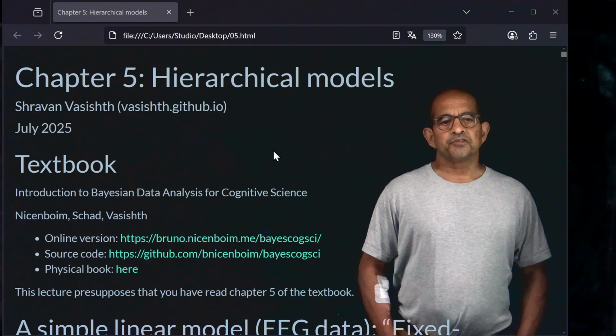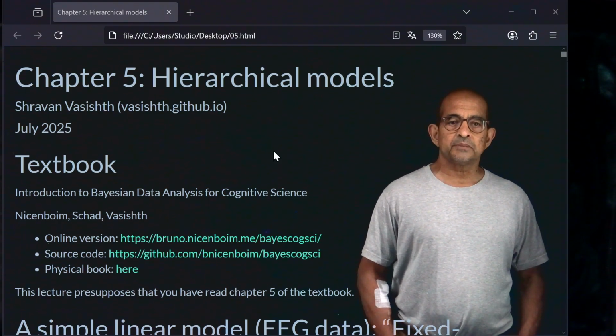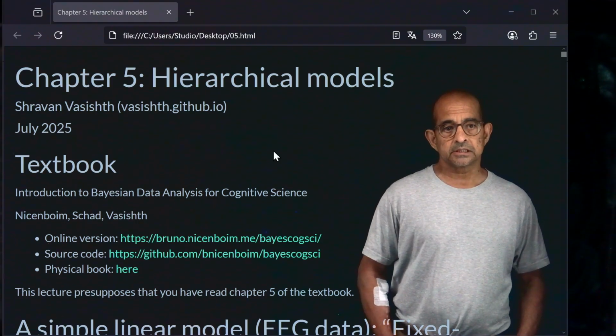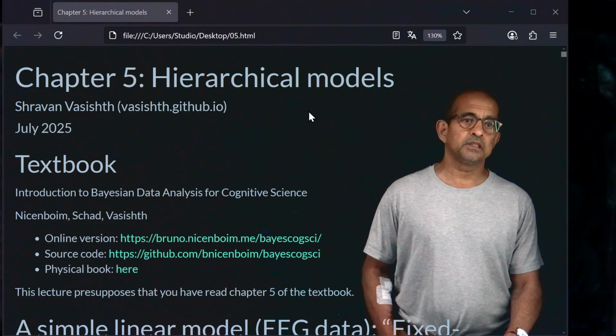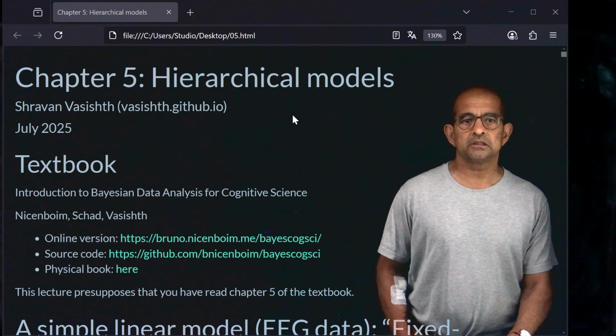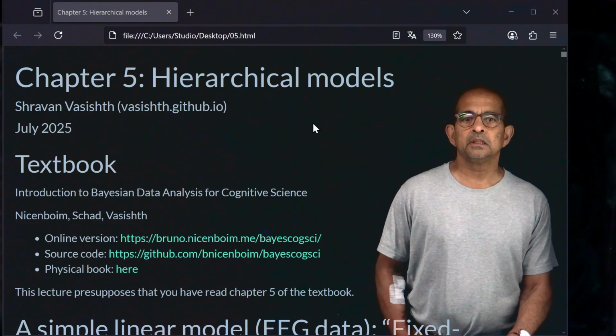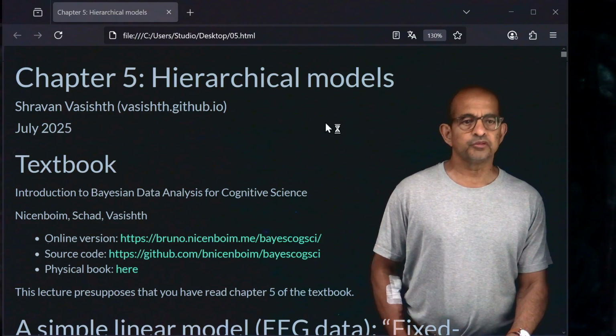We now come to chapter 5 in the textbook. This concerns hierarchical models. These are models that we use for repeated measures data. And for the rest of this book, we'll mostly be working with hierarchical modeling. These are also called linear mixed models or multi-level models in the frequentist world. But we are going to call them hierarchical for reasons that you will see in a few minutes.